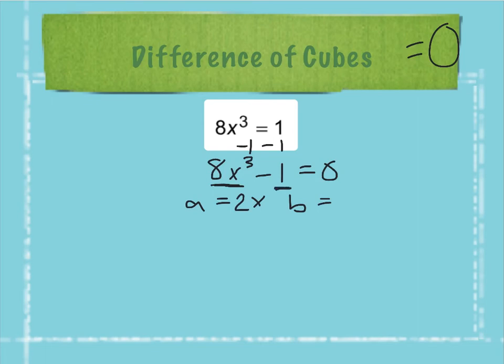And what about our second term? What's our b? 1. Just 1. In the difference of cubes, difference means that we're subtracting, so we're always going to have that subtraction sign in the middle. So our a and b are just going to be positive numbers.